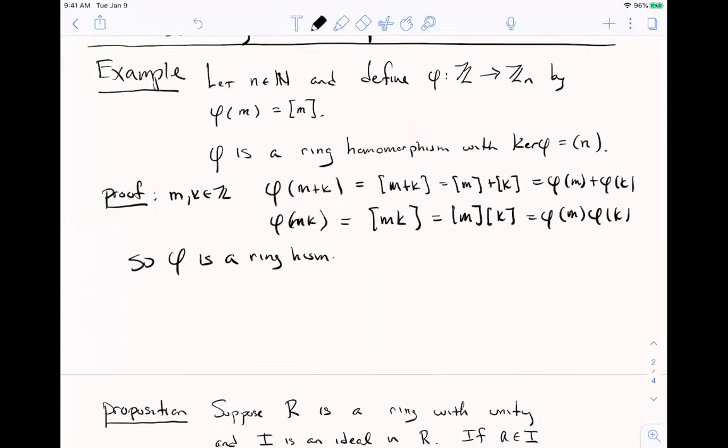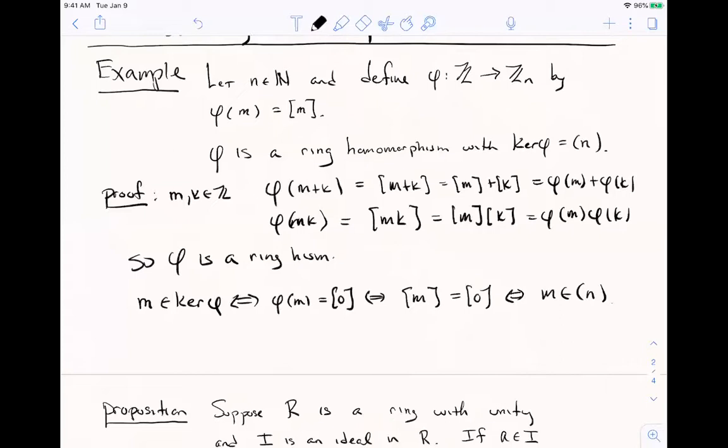Preserves both products. Now let's just try to calculate the kernel. An element m is in the kernel. I'm going to do kind of a pick-a-point proof in both directions at the same time here. An element m is in the kernel if and only if phi of it is the additive identity. That's the 0 class. That's if and only if the class containing m is the class containing 0, and that's if and only if m is a multiple of n. The only way you represent the 0 class is if you're a multiple of n in the integers. So the kernel of that ring homomorphism is just the numbers that are divisible by the number n.